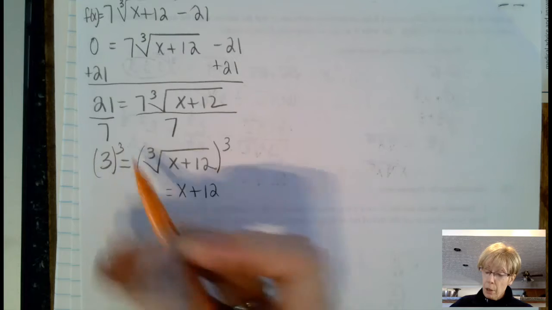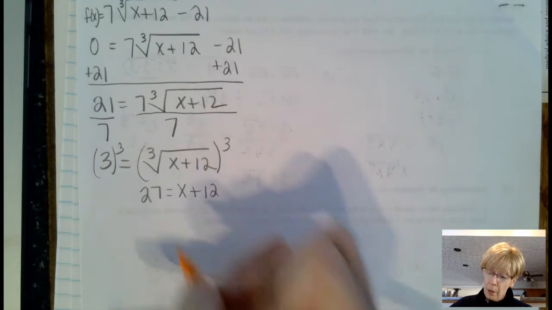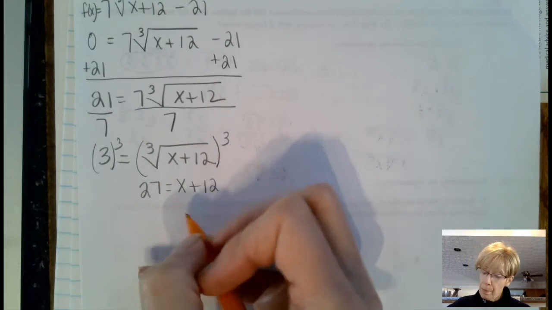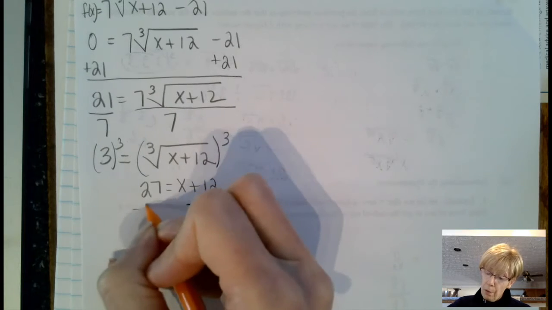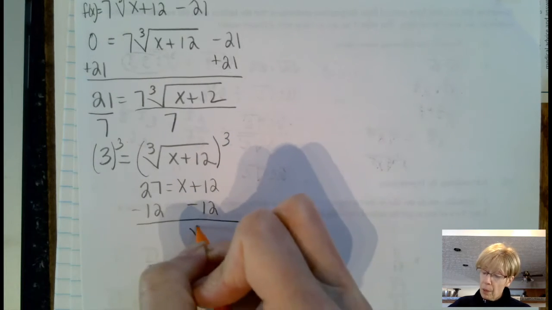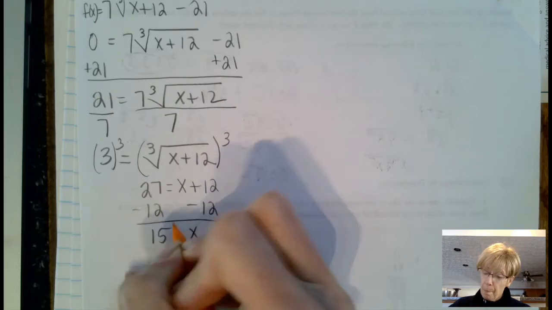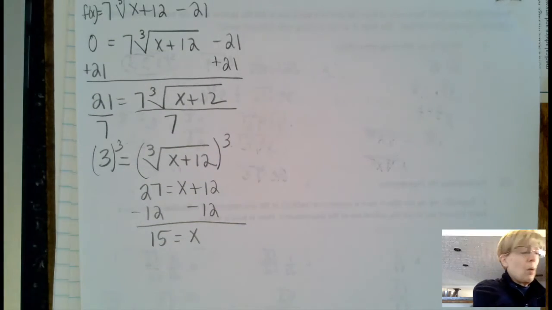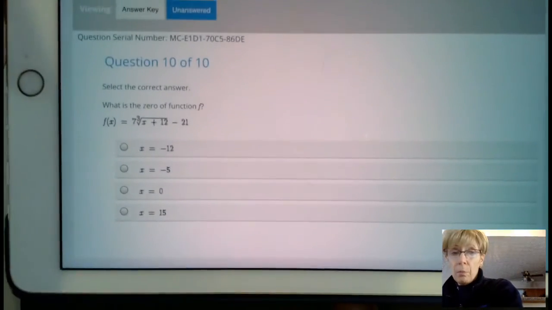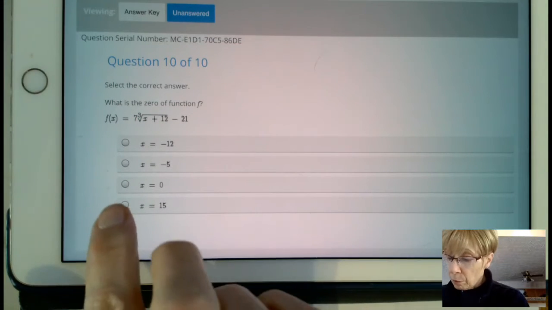3 cubed is 27. Type it into Desmos or your calculator if you don't know that. And subtract 12 from both sides. We get x equals 15, which, when we go over here back to the problem, we see x equals 15.